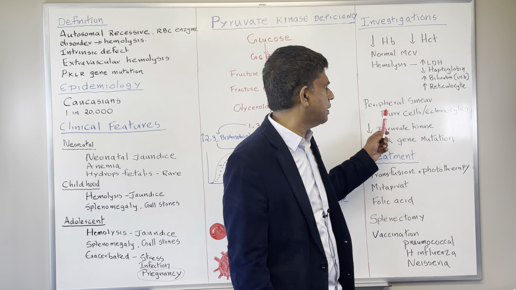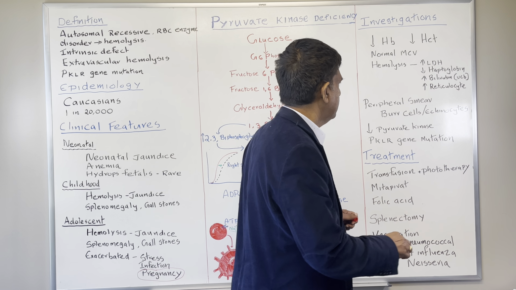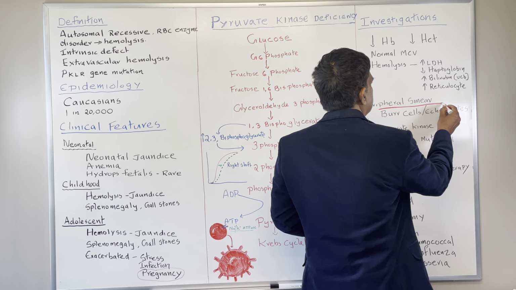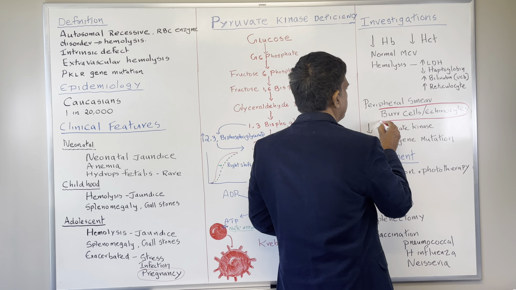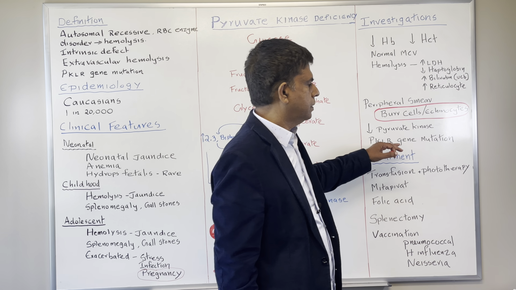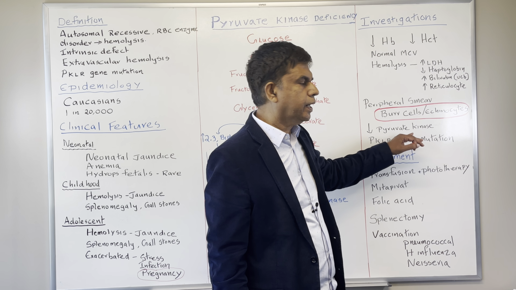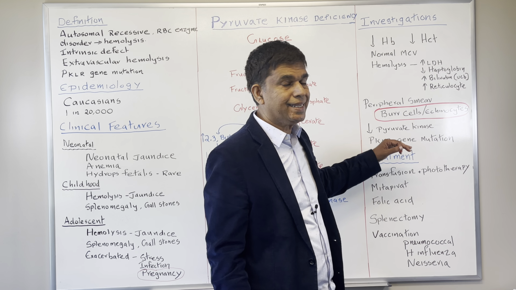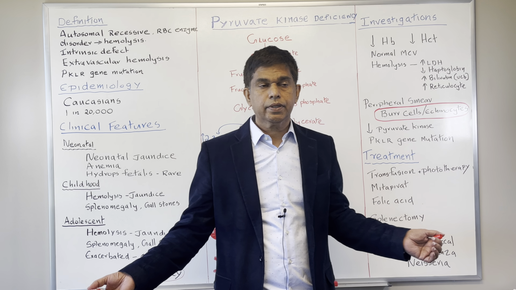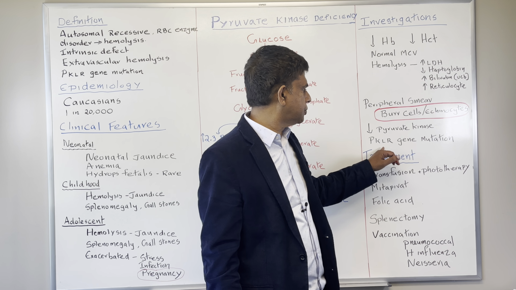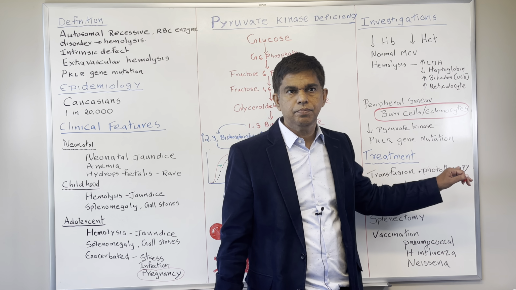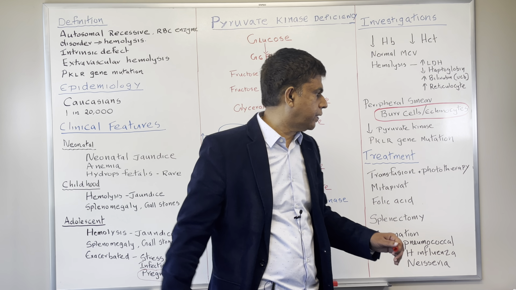Okay. Peripheral smear. Read that really loud. What is it? Burr cells, echinocytes. Okay. Very, very important, right? And then, of course, you can check the enzymatic activity of pyruvate kinase. And then you can also check for PKLR gene mutation. We already said that is the main defect also.